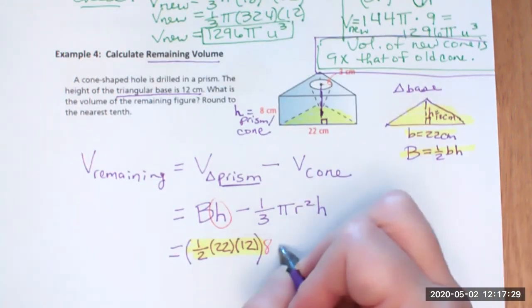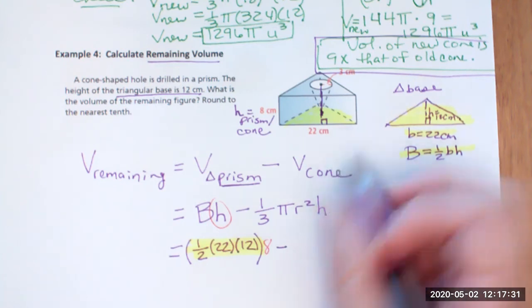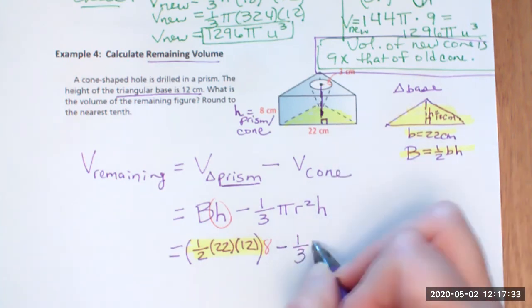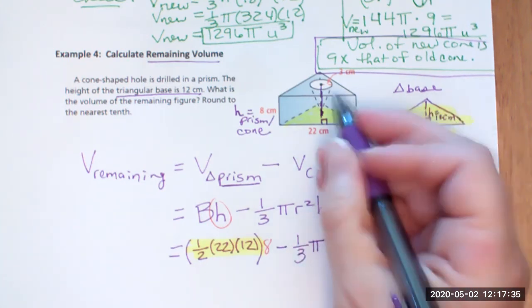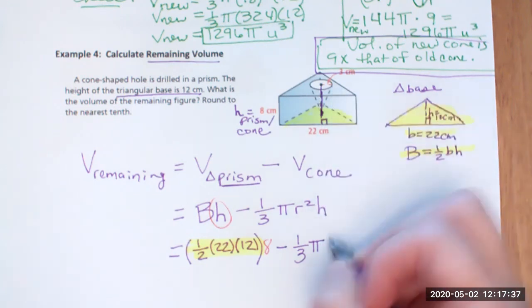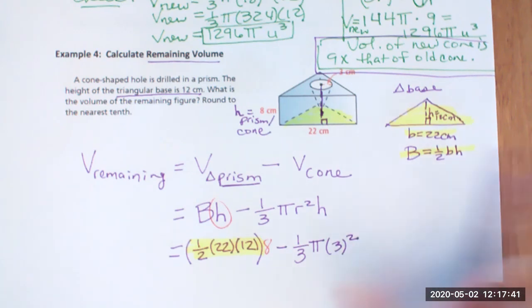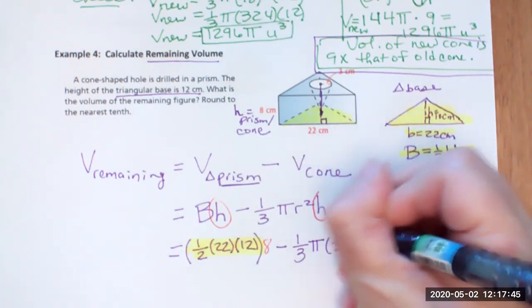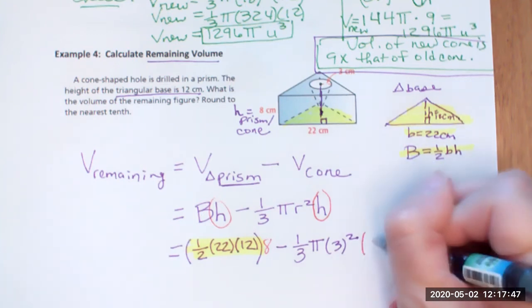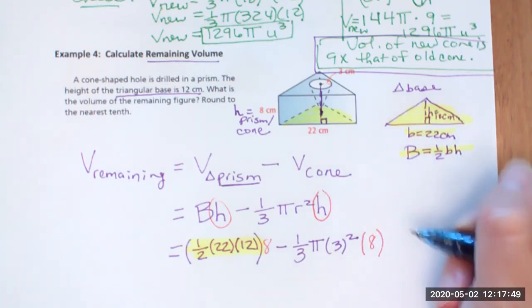And we'll subtract the volume of the cone. So we have 1/3 times pi. The radius of the cone is 3 centimeters. And the height of the cone is the same as the height of the prism, 8 centimeters. Okay?